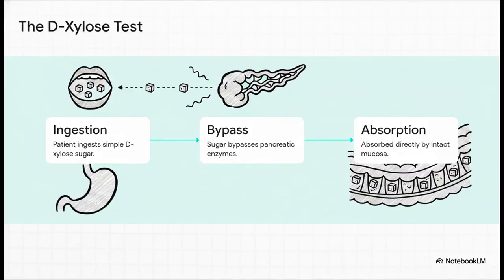To find the specific signal here, we use the D-xylose test. D-xylose is a very simple carbohydrate. When ingested, this simple sugar doesn't require any pancreatic digestive enzymes to be broken down. It's ready to be absorbed directly by an intact intestinal mucosa. So it perfectly isolates the function of the intestinal wall. It's like testing the plumbing without worrying about the water quality.